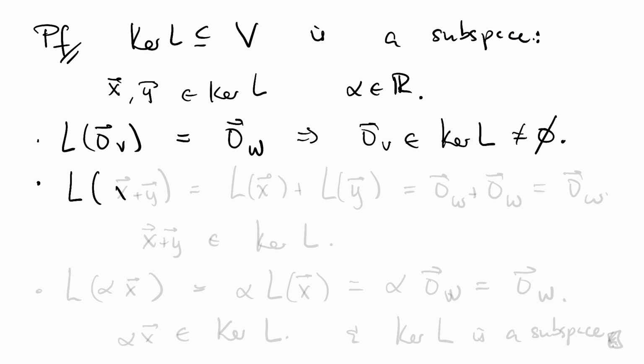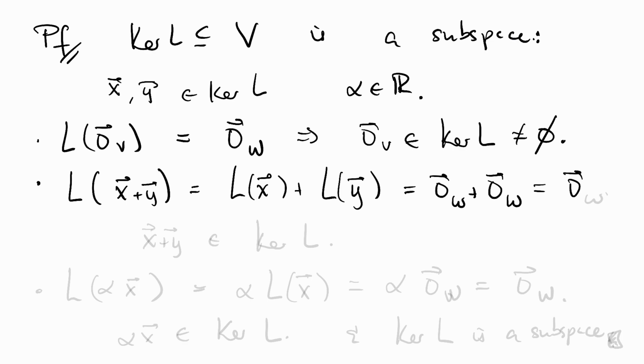Let's take L applied to the sum of x and y. Well, because of the definition of linear transformations, this is just L(x) plus L(y). They're taken from the kernel, so this is the 0 vector in W plus the 0 vector in W, which is the 0 vector in W. So x plus y is in the kernel of L.